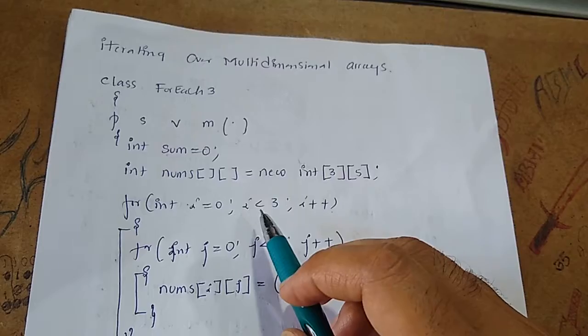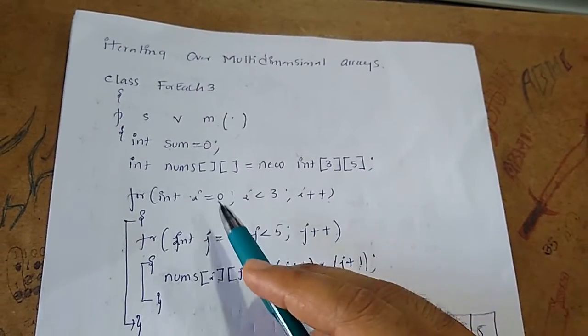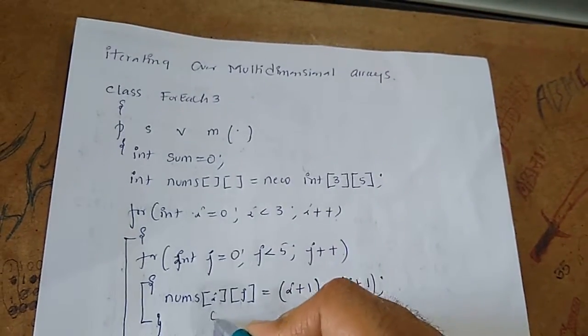And I'm using 2 for loops. I think you can understand. This one will run up to 3 times. This will run up to 5 times. The initial value of i is 0 and j is also 0. When i is 0, j is 0.